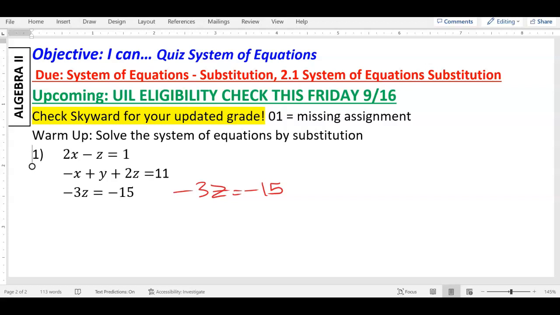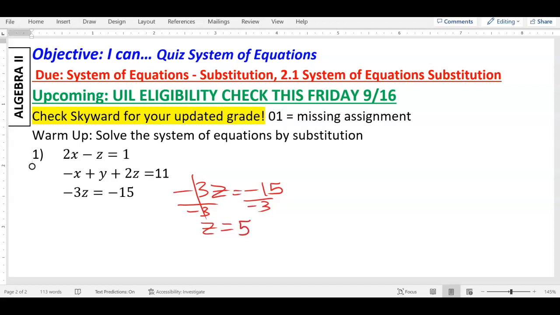Divide. Yeah. Divide by negative 3. So again, whatever's in front, it's a coefficient. You've got to divide to get rid of it. Divide by negative 3. Divide by negative 3. Now, z equals what? What's negative 15 over negative 3? 5. Straight up 5. The negatives cancel out.